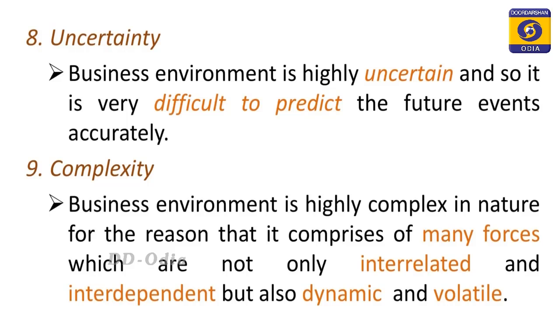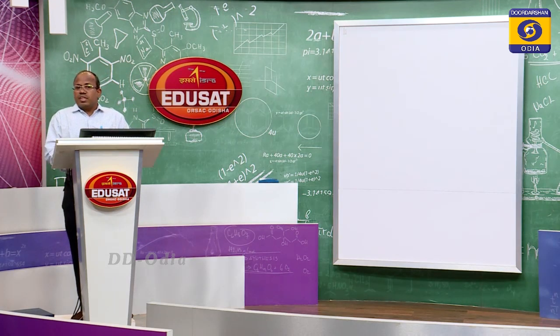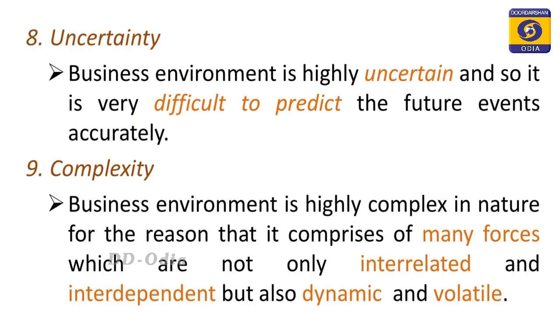Number 8, uncertainty. Business environment is highly uncertain, because we are planning for the future, which is highly uncertain, and where there is uncertainty there is risk. We cannot say what will happen tomorrow, but we are making a guess, an estimation, a projection for the future. These projections and forecasts may be right or wrong, we cannot say, because the future is highly uncertain. That is why it is very difficult to predict what will happen in the future.